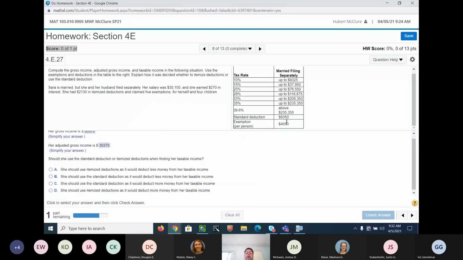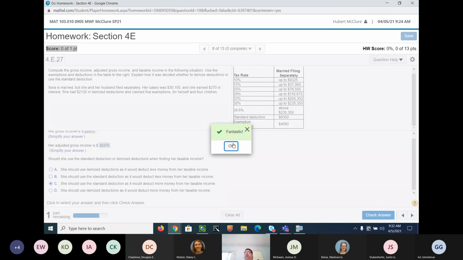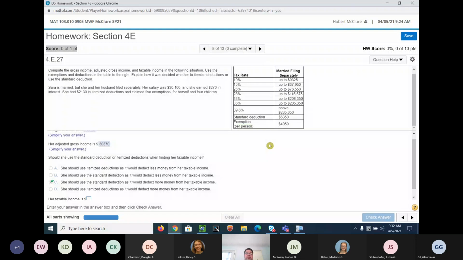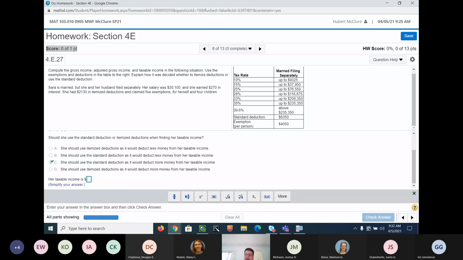Okay, let me read it right this time, because last time I read the wrong thing. She should go with the standard deduction because her itemized deduction is lower. So which one says she needs to go with the standard deduction? It's either Bravo or Charlie, because it would deduct more from her taxable income. It kind of helps when you read the question right. Last Friday, I was using the exemption. Her taxable income is $3,770.